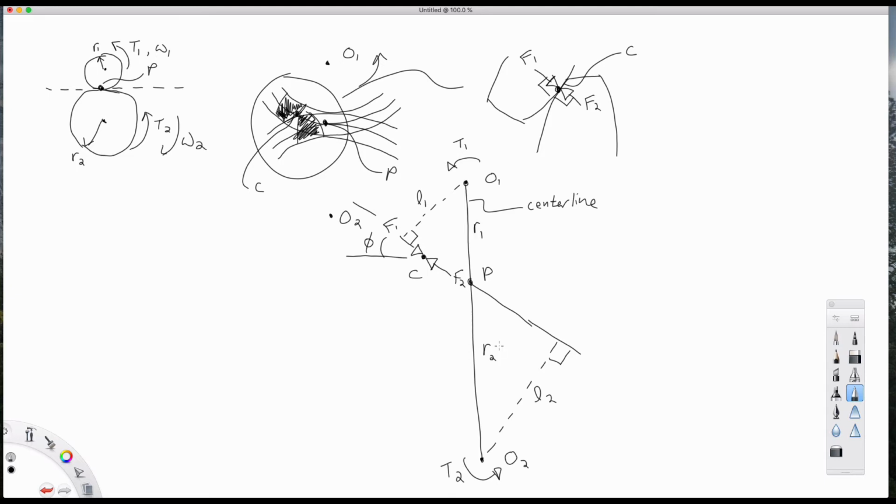Here I'm defining R1 and R2 to be the pitch radii for each of the gears, or the distance from the axis of rotation to the pitch point.